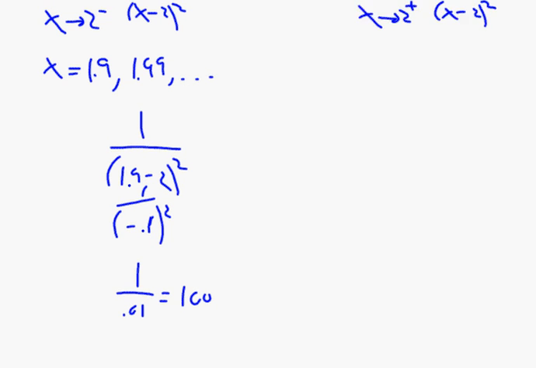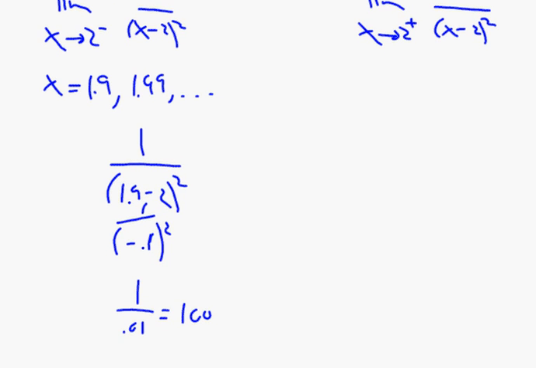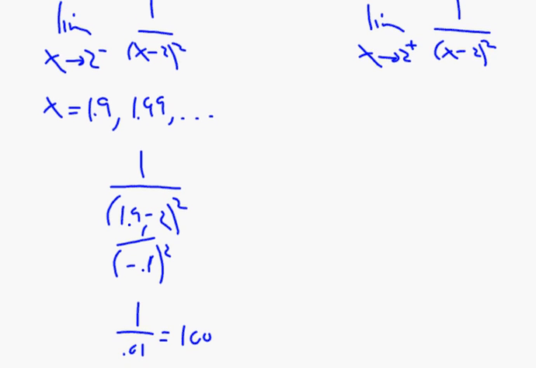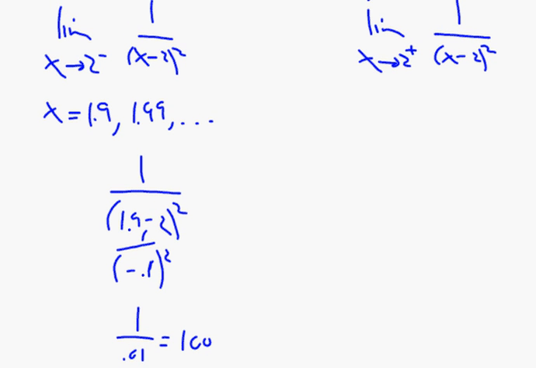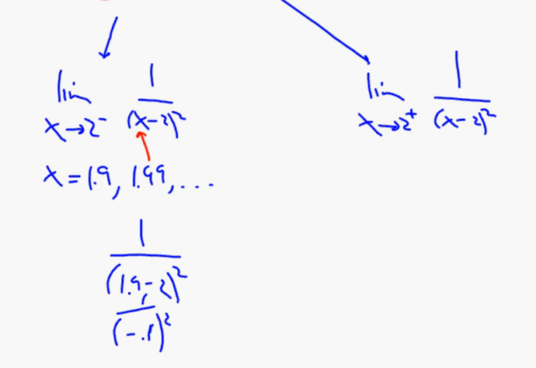I could keep doing this, but I think I could skip the rest of it if I just do a little bit of thinking. If I put in a number like 1.99, then 1.99 minus 2 would be closer to 0. It would be like negative 0.01. And then when I square it, it becomes positive and even smaller, like 0.0001. If I proceed in this fashion, what I'm going to notice is that I keep getting a smaller and smaller positive denominator.